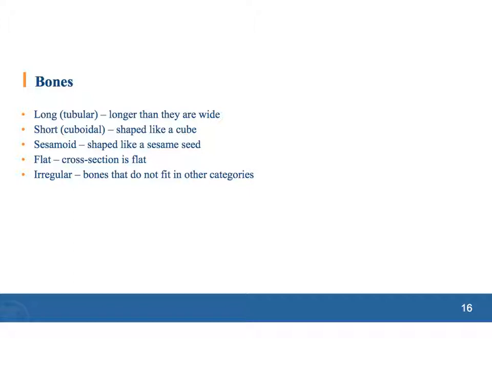Flat bones have a layer of spongy bone between two thin layers of compact bone. The cross section is flat, not rounded. The skull and ribs are examples of flat bones. Irregular bones are the bones that do not fit into other categories of bones. Vertebrae have their own shape and are considered irregular bones. The vertebrae are the bones found in your spine.